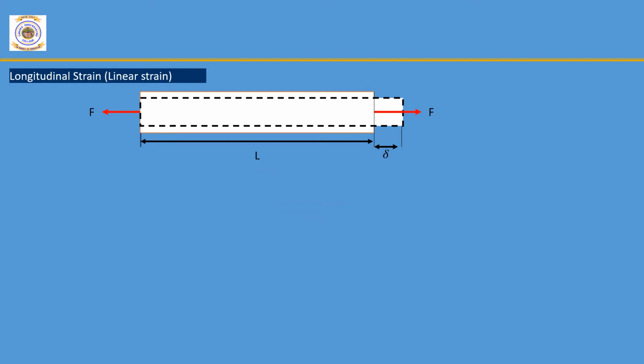The longitudinal strain or linear strain is nothing but the strain which is induced along the linear direction of the bar. So here, due to the application of the load F or the load P, there is a change in dimension along the linear direction. The change in length is delta and its original length is L. Therefore, the linear strain can be defined as the change in length along the linear direction to the original length. So the change in length is delta, original length is L.